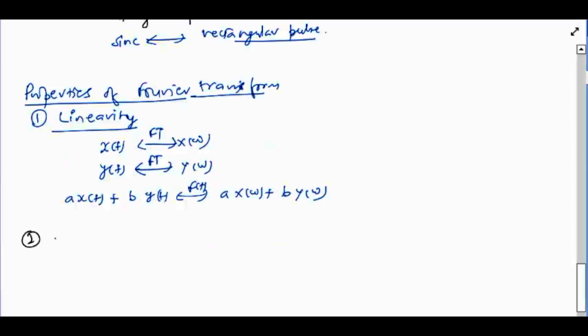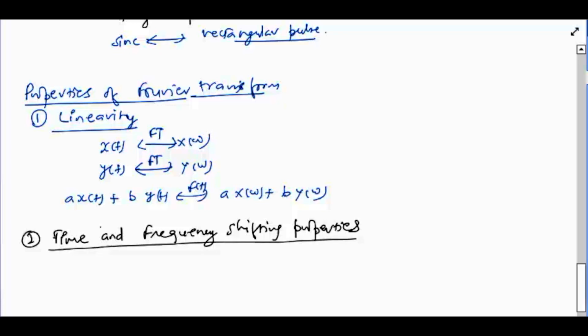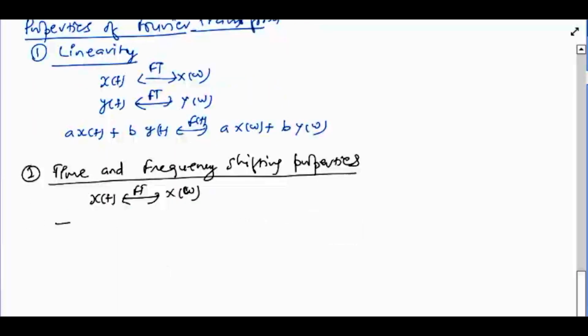and this property is called time and frequency shifting property. So actually these are two properties that we combine together, time and frequency shifting properties. Let's see what these properties are. It says that if x(t) has Fourier transform X(omega), then a shifted version of x(t), that is x(t minus t naught), will have Fourier transform e raised to minus j omega t naught X(omega).